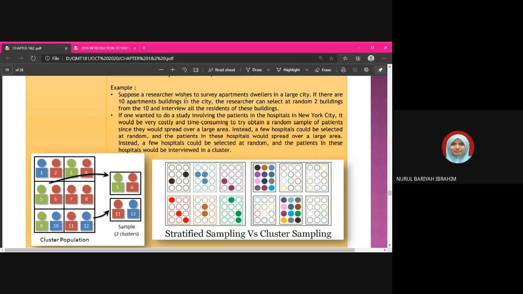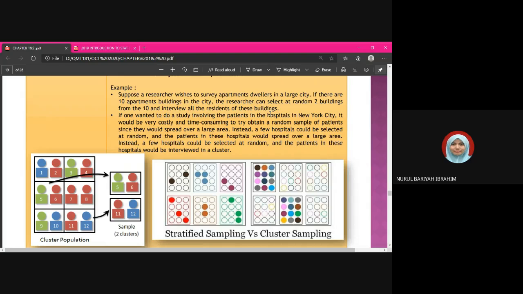Suppose a researcher wishes to survey apartment dwellers in a large city. If there are 10 apartment buildings in the city, the researcher can select at random 2 buildings from the 10 and interview all the residents of these buildings. Okay, so kat sini dia nak survey about the apartments in a large city. So biasanya kita akan gunakan cluster sampling technique ni.